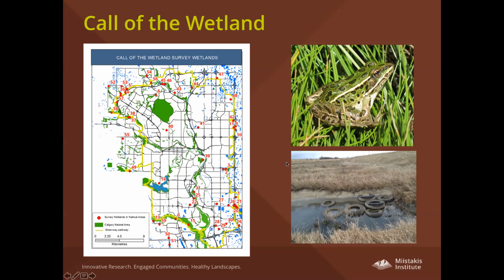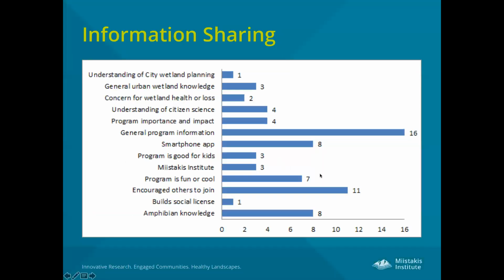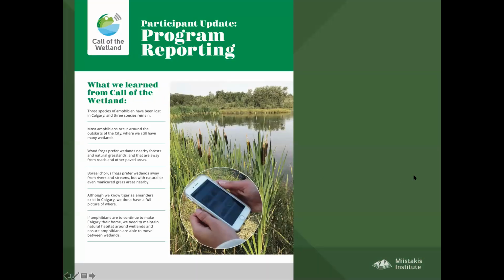This program has run for 3 years, and we're using that information to determine what species of amphibians we have where. And we've determined we have 3 different species in the City of Calgary.